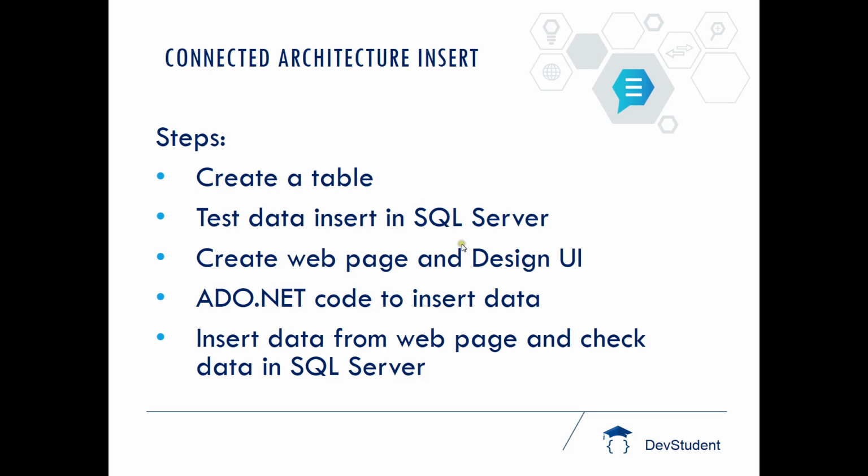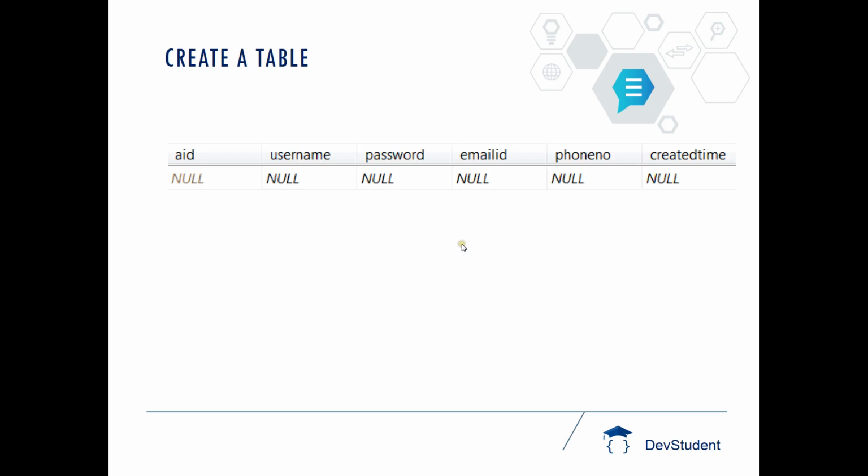Then if the data is successfully inserted, you have to go to SQL Server and test whether the data is inserted correctly into the database or not. So you have to follow these 5 steps to check whether the connected architecture insert is working or not. So let's go to the first step of creating a table.